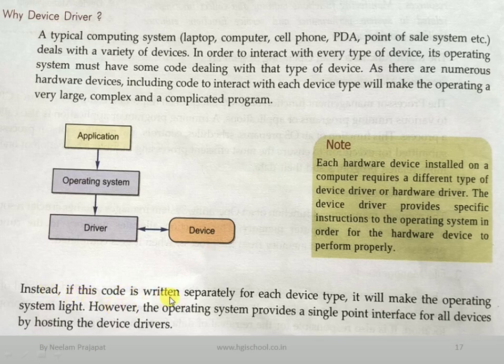So instead of this, coding is written separately for each device type. Coding is different. It will make the operating system light. Now, the operating system provides a single point interface. Because if we have to access all the devices, we don't have to give instructions to different device drivers. That is the work of the operating system. We have to simply give instruction to the operating system, and then everything will be hosted automatically by the device drivers, because the operating system is giving instructions to the device drivers.